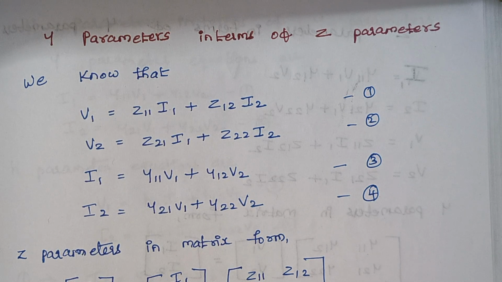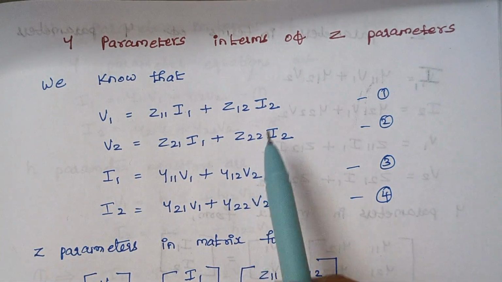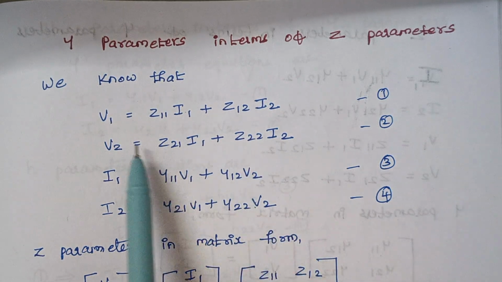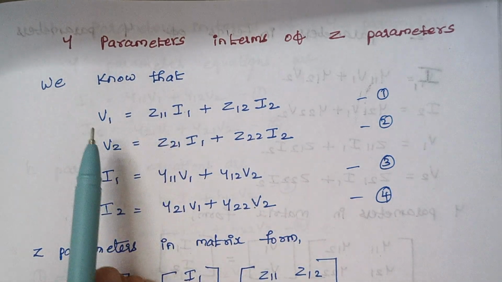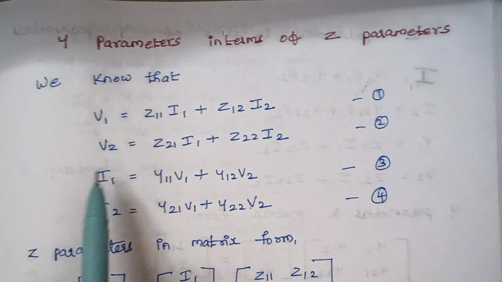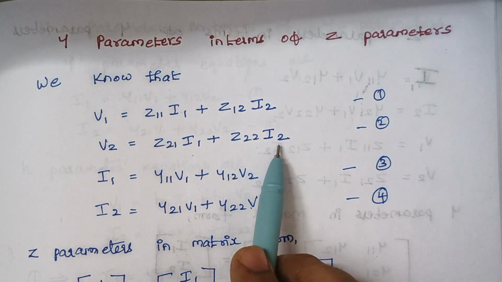Today we are going to see an introduction video of how y parameters are converted into z parameters. So here, as we all know, these are the four basic equations related with z parameters and y parameters. First we start with z parameters. V1 is equal to z11 I1 plus z12 I2, and V2 is equal to z21 I1 plus z22 I2.